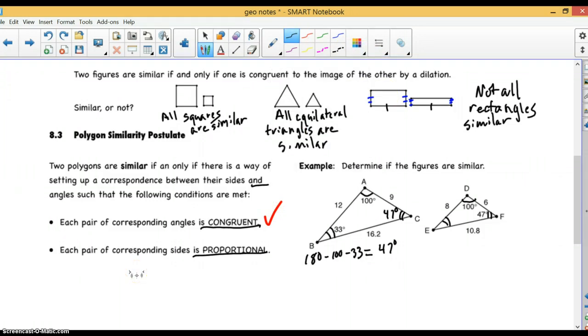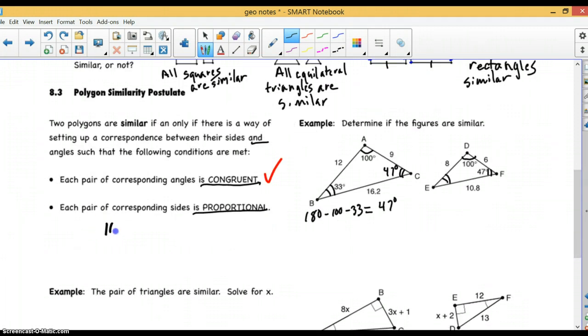Next, we need to see if each pair of corresponding sides is proportional. So, we look at longest sides, second longest sides, then smallest sides. So we would take 16.2 divided by 10.8, and we check to see if that's equal to all of our other sides. So we still have the other ones to check. Second longest sides, 12 divided by 8, and 9 divided by 6.